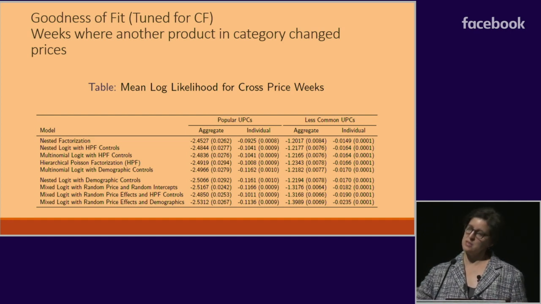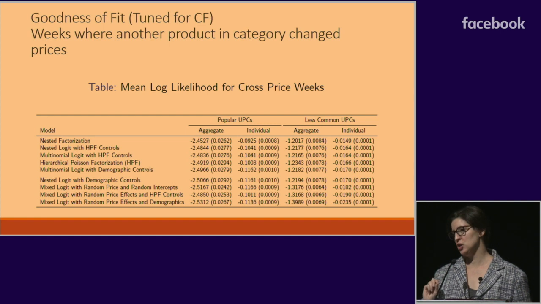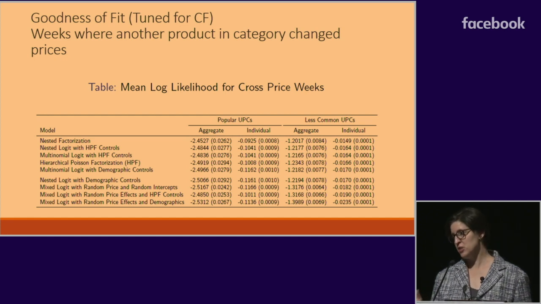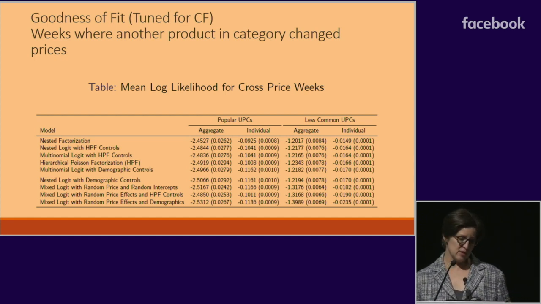made a held out data set of weeks that had price changes. And then we selected the model that did the best at predicting the change in purchase probabilities from price changes rather than the ones that predicted best on average. And it turned out that those were different models, and that's important.